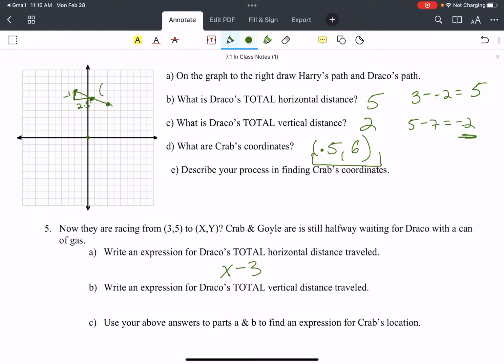You got it. Okay. How are we doing? Gary, Megan, questions? Does that make sense? The x minus 3? Okay. Part B then. How do I find the vertical distance, Bodie? Subtract the y. You got it. Y minus 5.